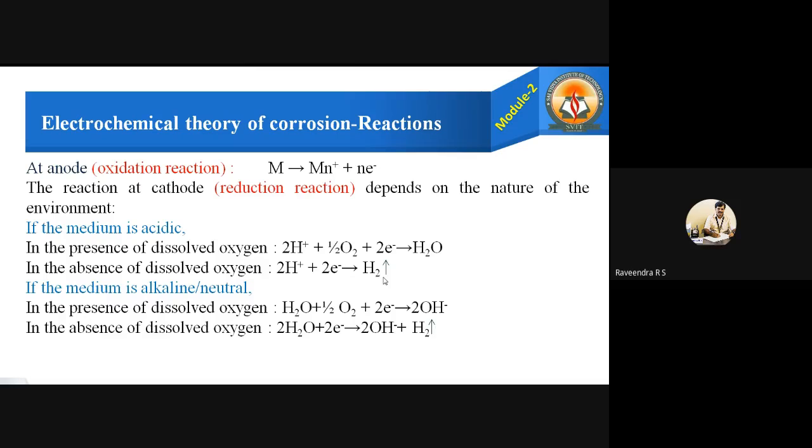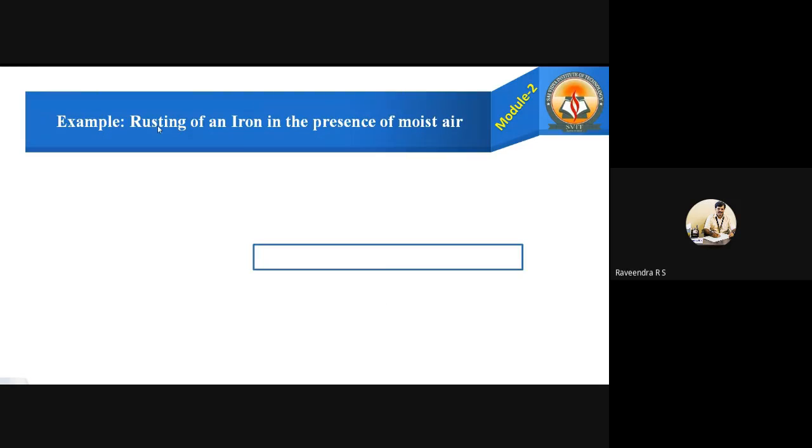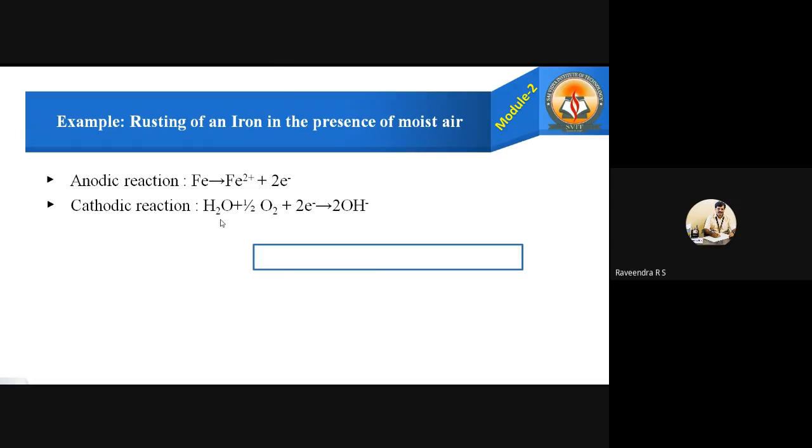These are some useful reactions. Now, coming to the example, rusting of iron in the presence of moist air. The anodic reaction: iron undergoes oxidation to give Fe2+ plus 2 electrons. Cathodic reaction: in the presence of moist air, water molecules combine with half O2 and 2 electrons to give 2 OH minus. Let us take the combination of these two. Fe2+ is the product of the anodic reaction. OH minus ion is the product of the cathodic reaction.